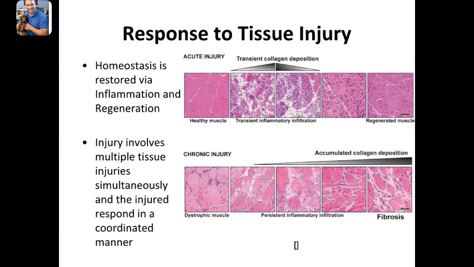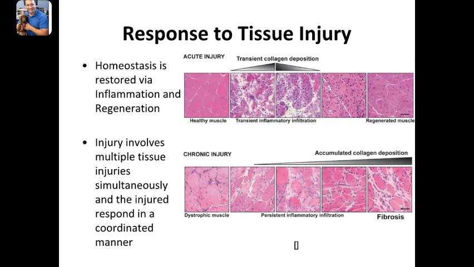So how do tissues heal? Our basic definition of homeostasis is to maintain that constant internal environment. That's how we keep the body running, and that happens from a chemical level on up. Chemical, cells, tissue, organism, yes. So inflammation and regeneration are essentially how tissues are going to bounce back from injury.